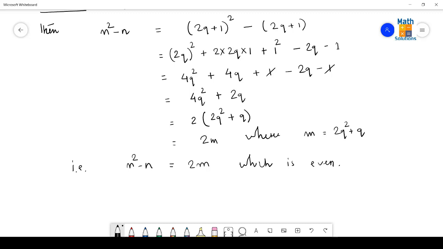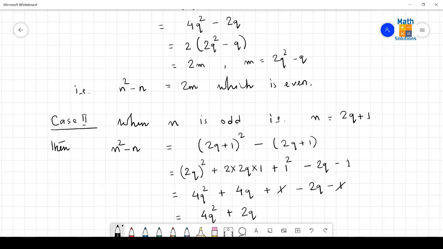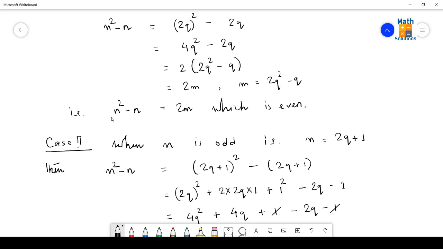That is what we had to prove. So in both these two cases, in case 1 also we got the result as a multiple of 2. I mean n square minus n is expressible as 2 into something. That means this is an even quantity.